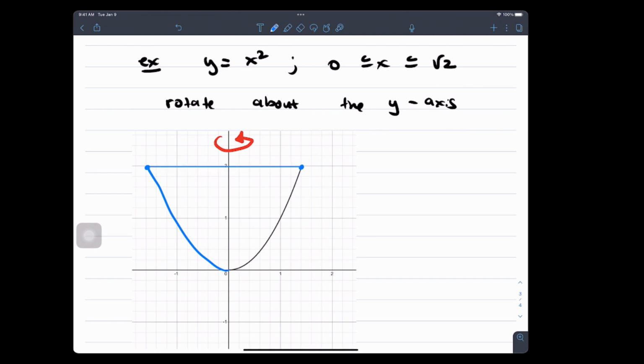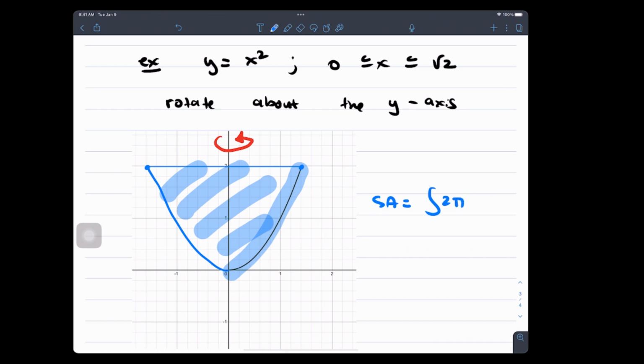Okay, we're going to keep it like that as straight. So we're taking this curve again, and you're rotating it, so you're creating this surface area here. Now, remember, what's your surface area formula? This is the key. It's 2 pi r ds.